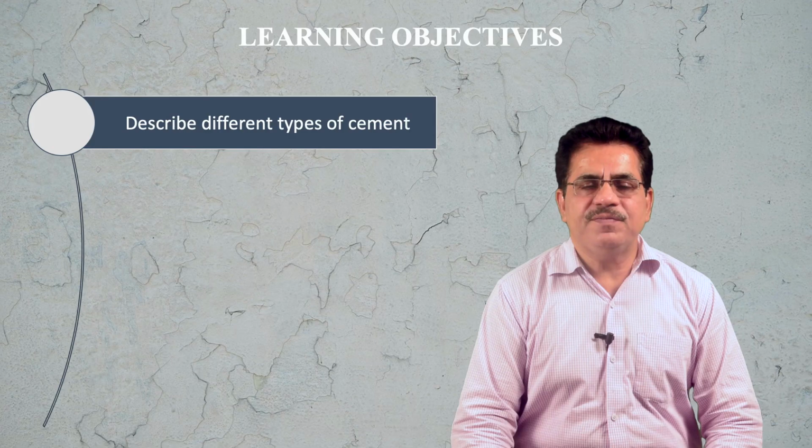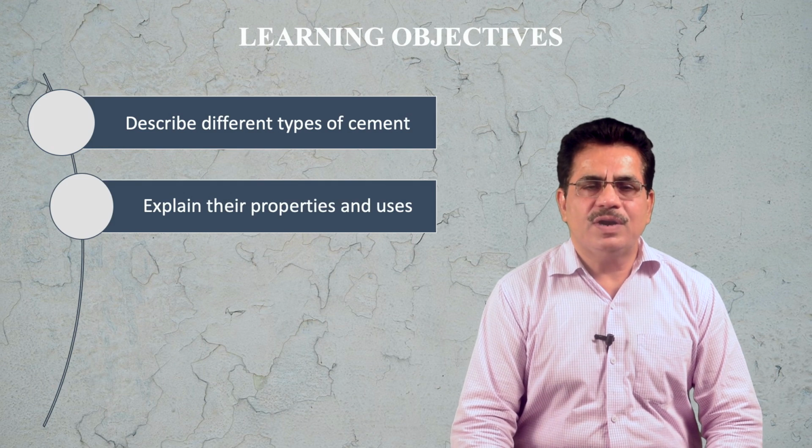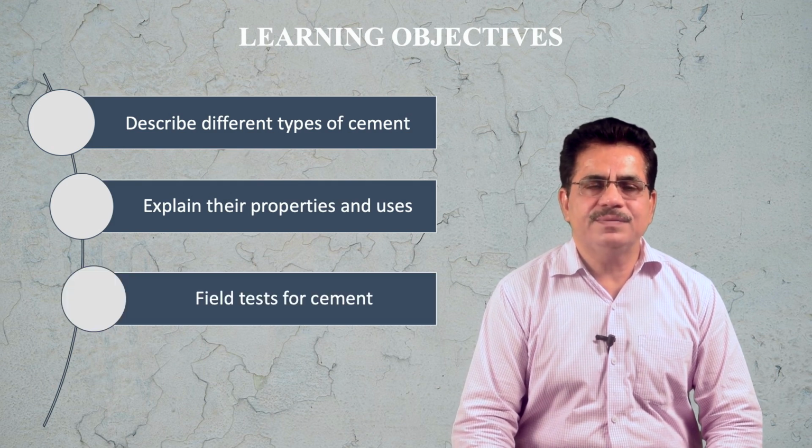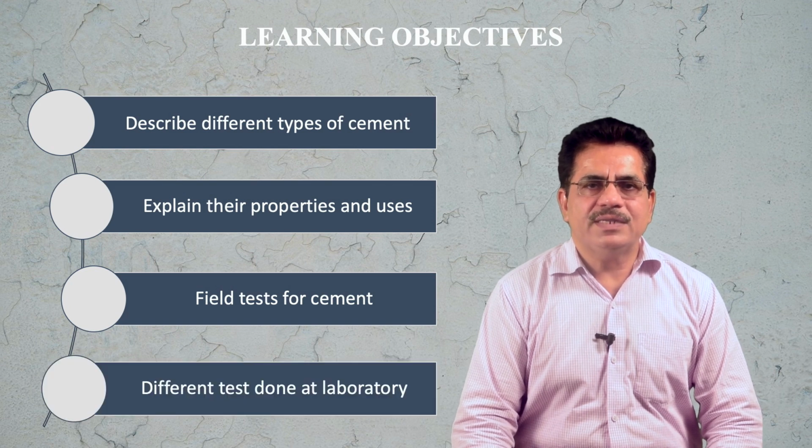So the learning outcome of this discussion will be that after watching and listening to this discussion, you should be able to explain different types of cements, their properties, what are the field tests that are done, and what are different tests that can be done in the laboratory. Now let us begin with types of cement.